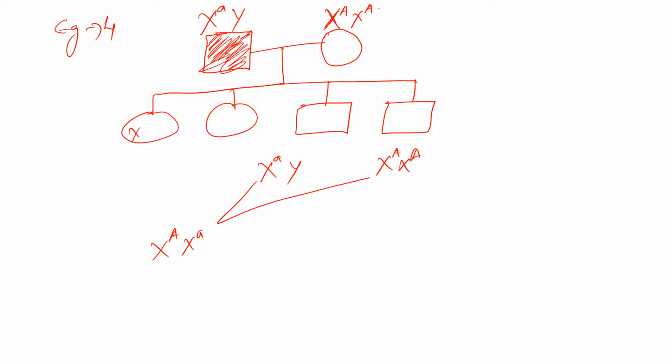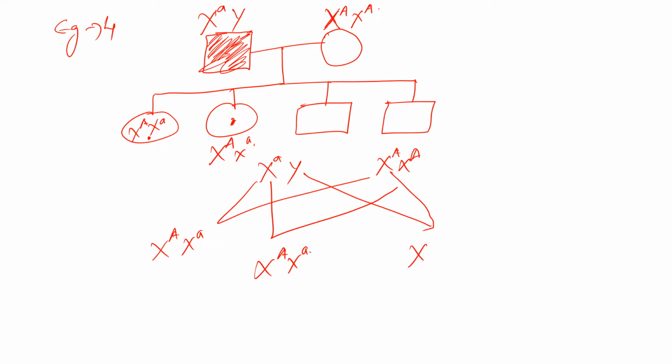XA. That means this daughter will become a carrier of this recessive allele. This one also, and the sons will have both the dominant allele, XA Y, XA and Y, XA and Y.